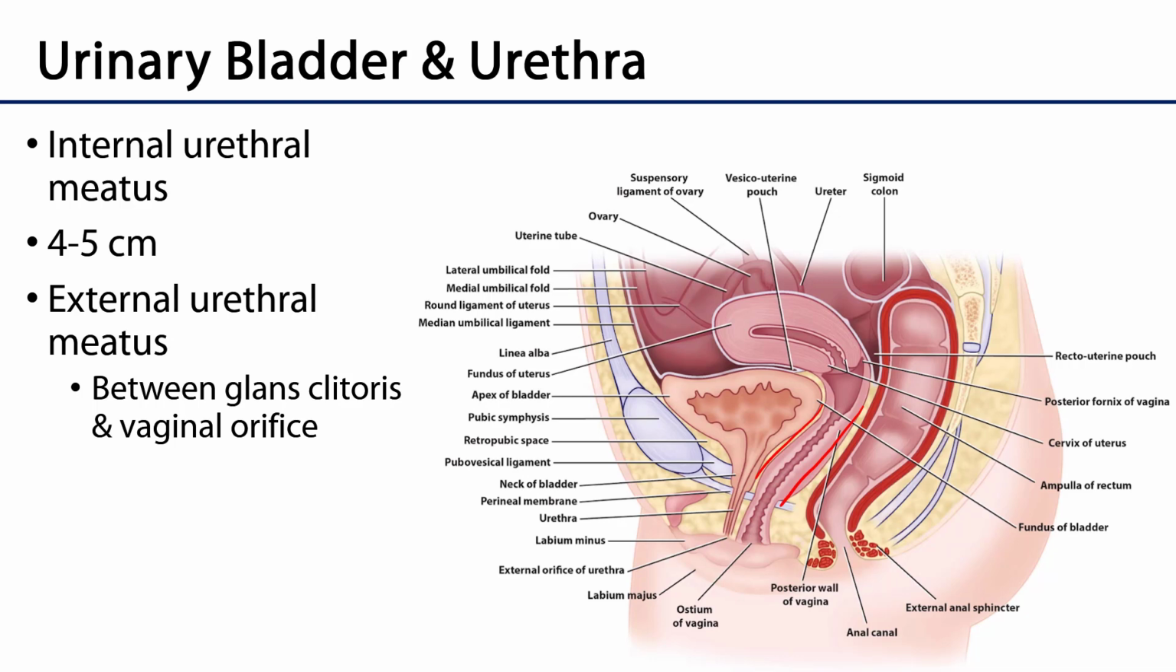The urethra, which extends from the internal urethral meatus there at the neck of the bladder, is going to be approximately 4 to 5 centimeters in length, and it is going to have its external meatus intermediate between the glans clitoris and the opening of the vagina, or the vaginal orifice. And so this will be within the vestibule of the vagina. That is that space between the labia minora.